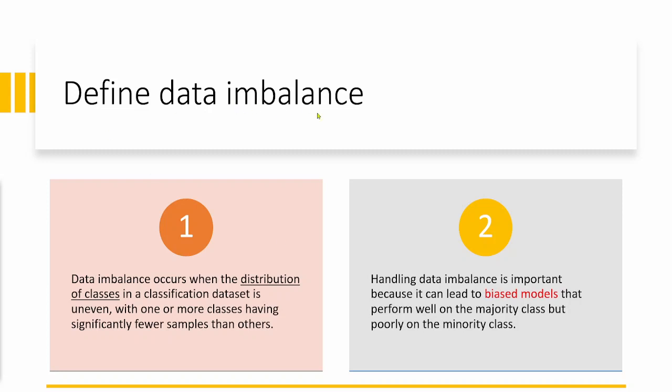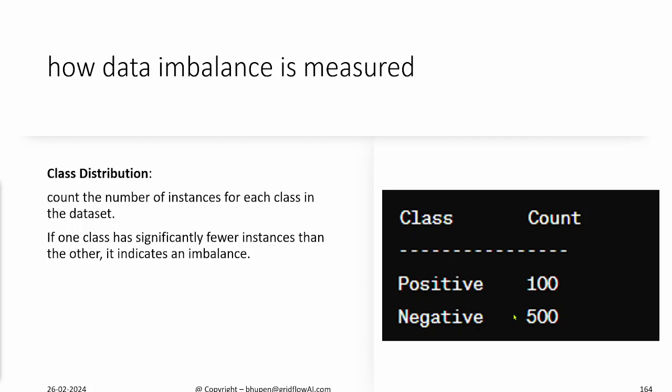So let's define data imbalance. It's quite simple. When the distribution of data across the classes is uneven, we say that the data set is imbalanced. And handling data imbalance is important because it can lead to the model performance being biased towards the majority class and ignoring the minority class.